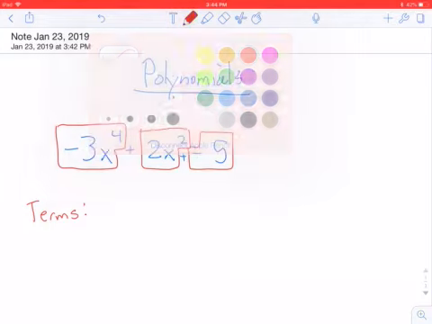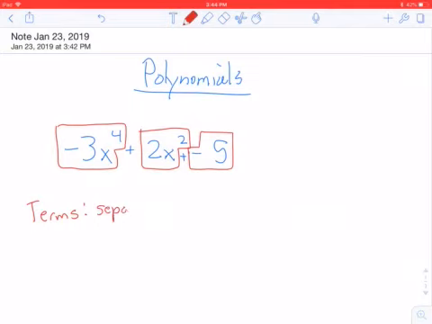So the definition here, terms are separated by addition. Now, this polynomial has three terms. Anytime we have a polynomial with three terms, it has a special name. It's called a trinomial. Tri as in three, so it's a three-term polynomial.